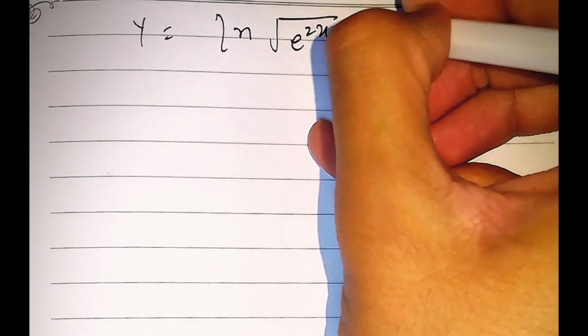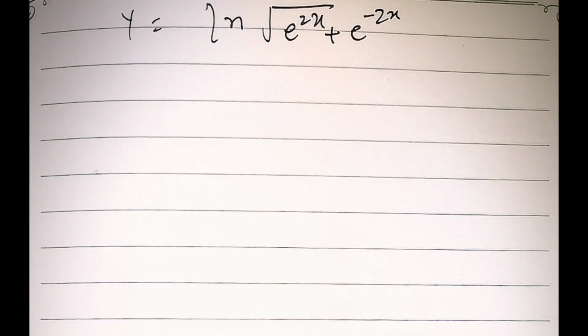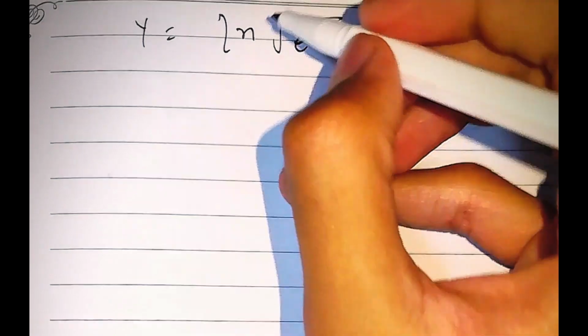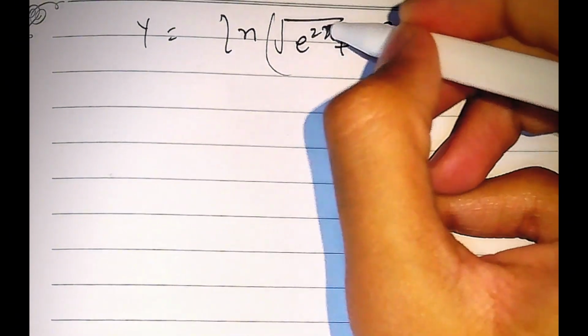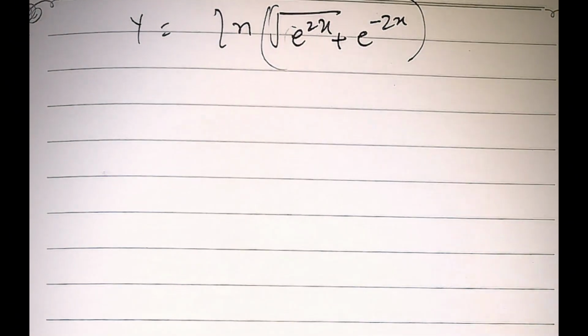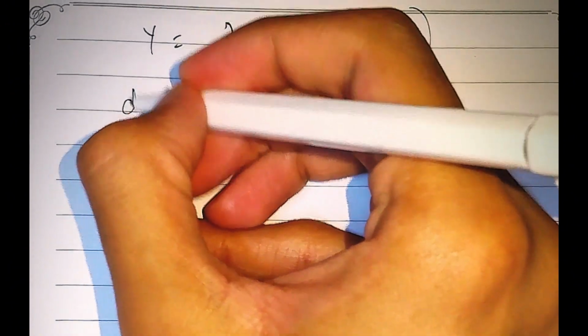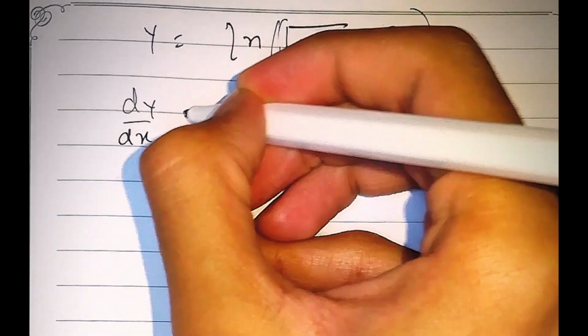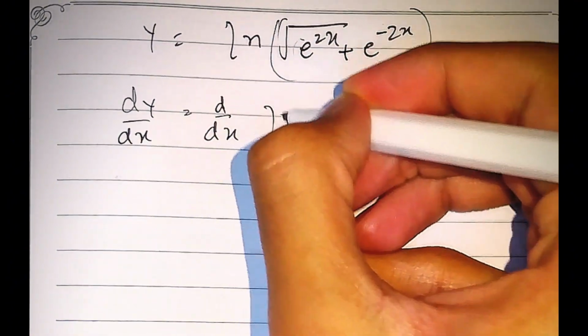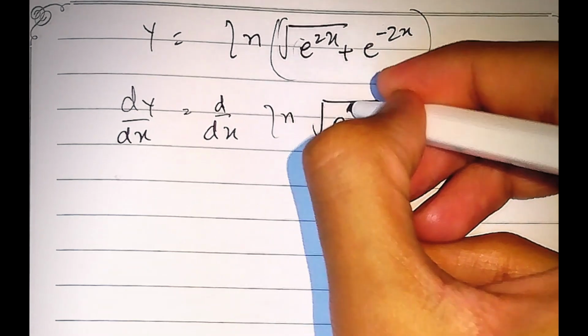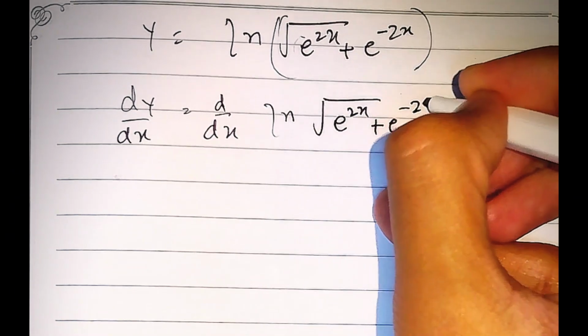Now for the final question of this video, log of root of e^(2x) plus e^(-2x). The function of log is actually this thing, and then the function of square root is e^(2x) plus e^(-2x). So you have to keep that in mind, and let's apply the differential on both sides of the equation. So we have d by dx log of root of e^(2x) plus e^(-2x).